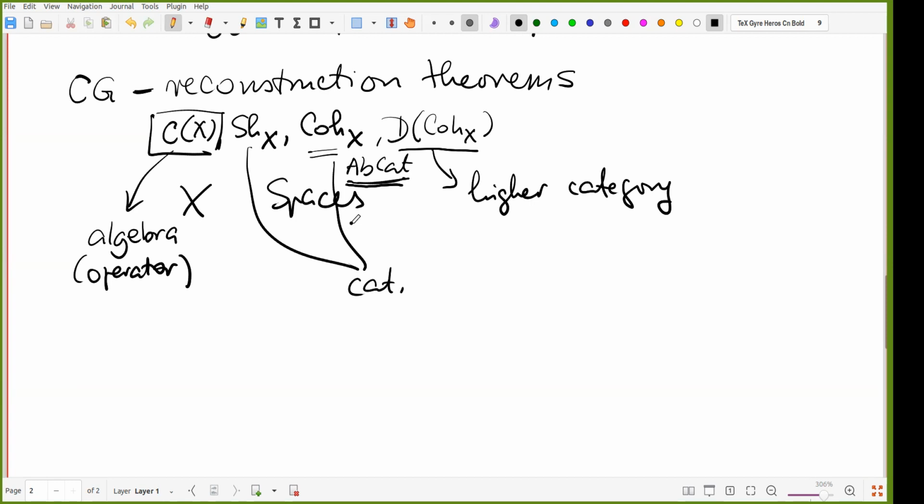So that's one thing. And the second thing is that some people consider algebras and some consider abelian categories. So this is non-commutative algebraic geometry.